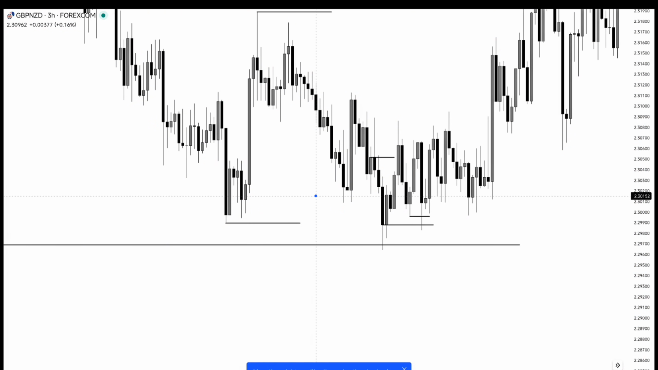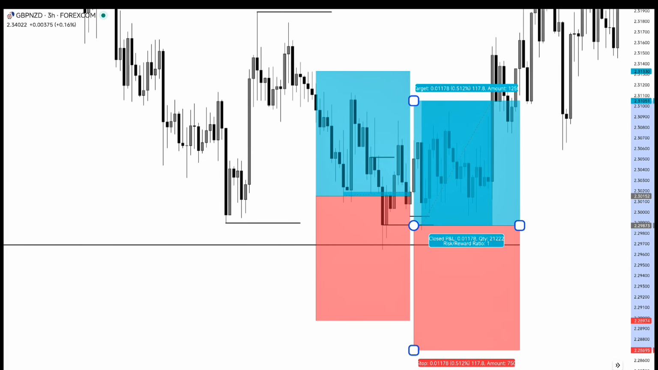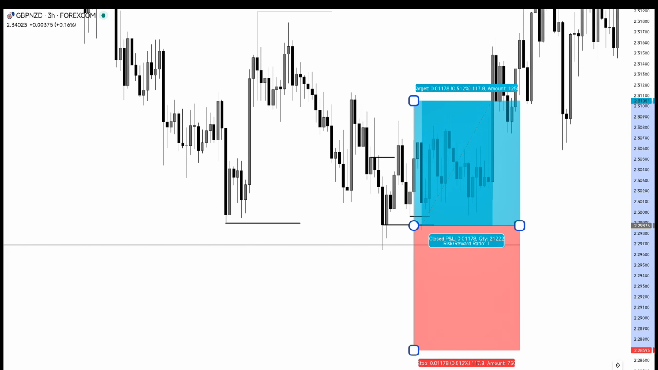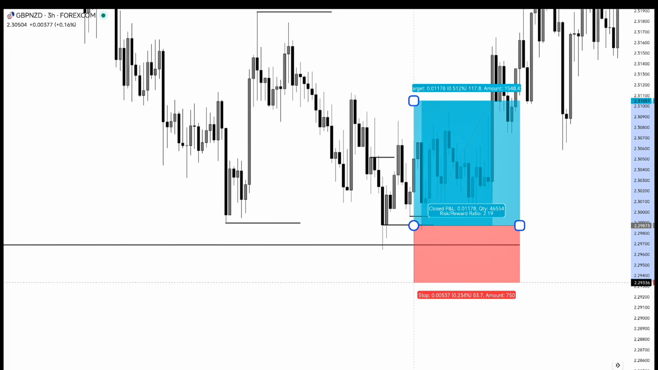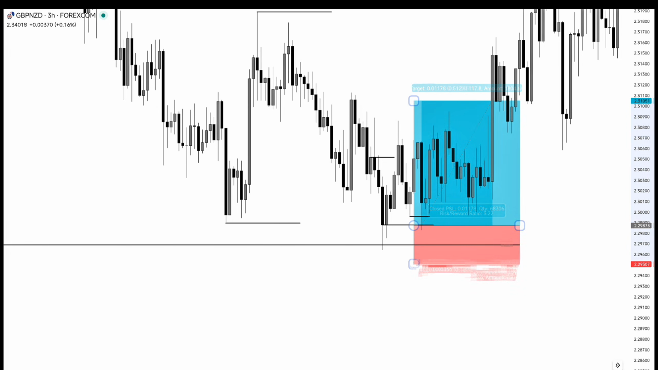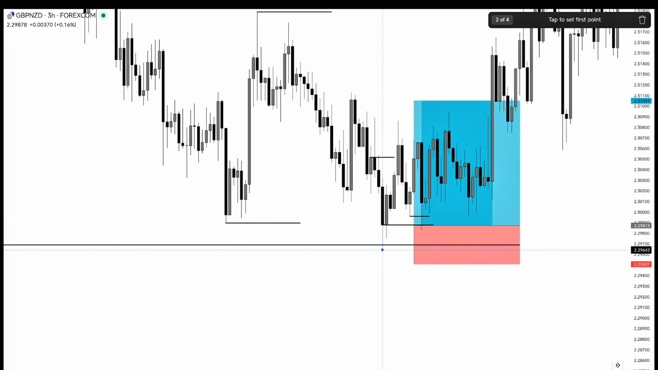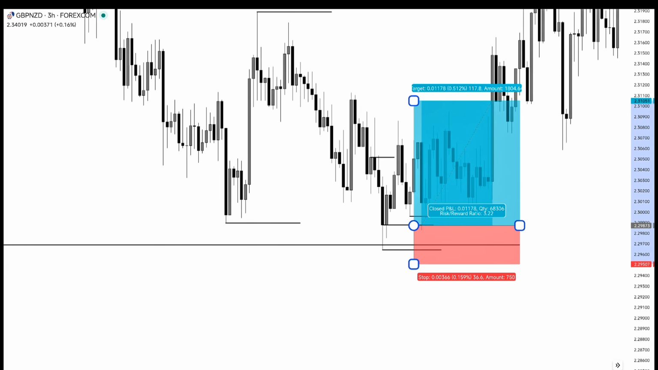So let's send this backward. Here, send to the back. Yeah. So now your SL is very, very important. Put your SL below those protected lows. What do I mean? All those wicks. This one here. Just put your SL below it.